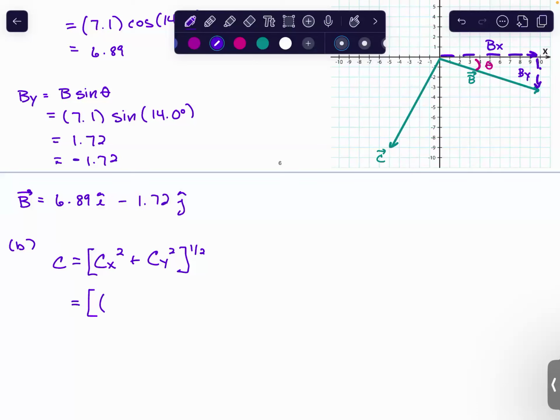Okay, so from the problem, we had negative 1.8 squared plus negative 6.7 squared. Square root. The magnitude is going to come out to be 6.94.